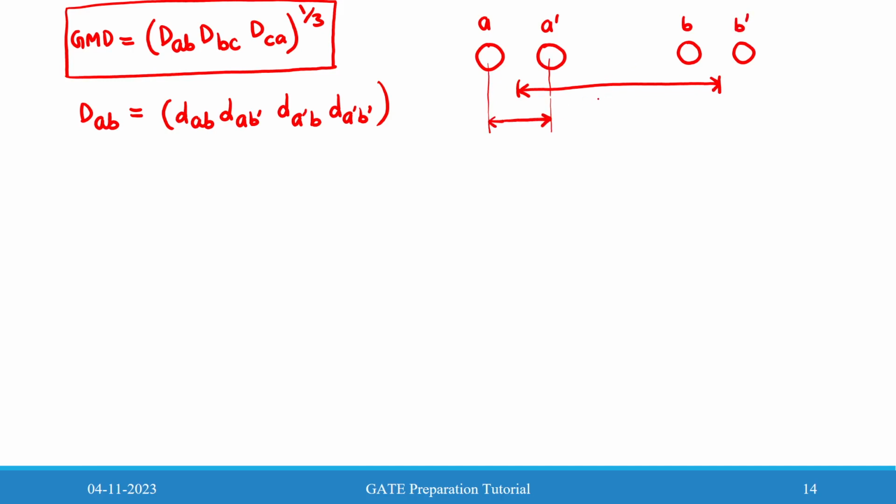So this distance is given as 10 meter, and this distance is given as 0.4 meter. Now tell me, what is the distance of DAB? Anyone? 10 meter. Yes, correct. Very good.